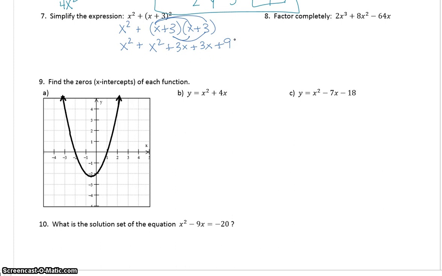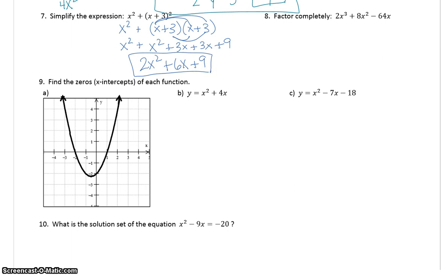If you recognize the special pattern there, that's perfect. But at this point we're going to combine like terms. x squared plus x squared is 2x squared, 3x plus 3x is 6x, and then plus 9. That's as far as you can go.